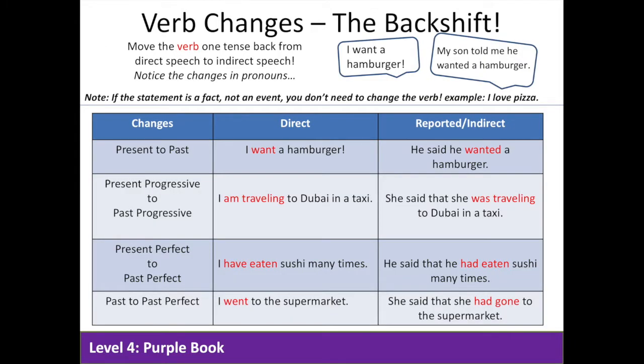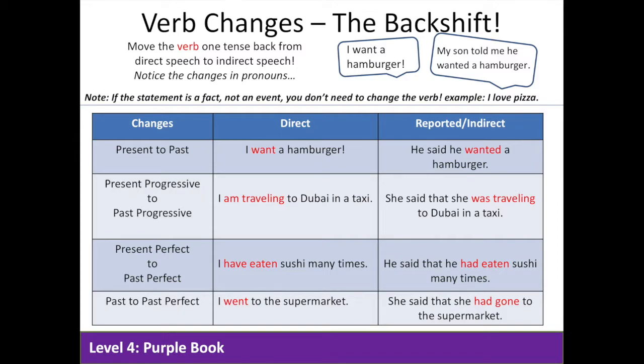Now, you'll have to remember that in reported speech, we need to change the verb, or backshift. In reported speech, we move the verb one tense back from direct speech to indirect speech. You'll also need to keep in mind that there are changes in pronouns. Keep in mind that if the statement is a fact, not an event, you don't need to change the verb. For example, I love pizza.